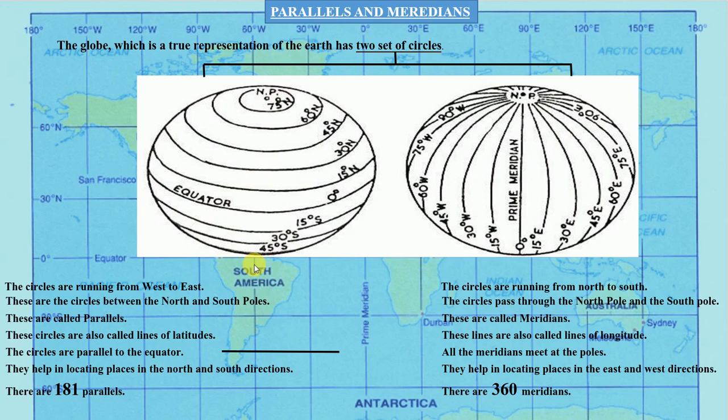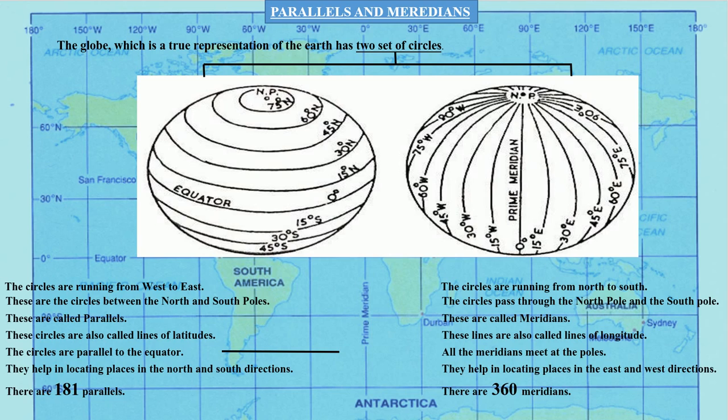These circles are also called the lines of latitude. As you can see, the circles are parallel to the equator. How do these circles help us? These circles help us in locating places in the north and south directions, and there are 181 parallels. We will be discussing in detail how these parallels are 181 in number in the very next video.